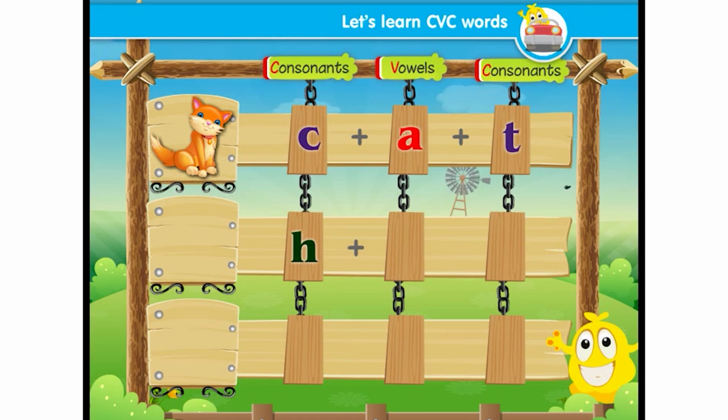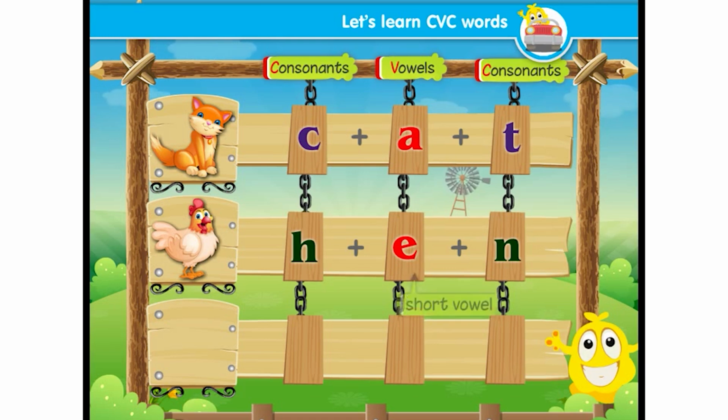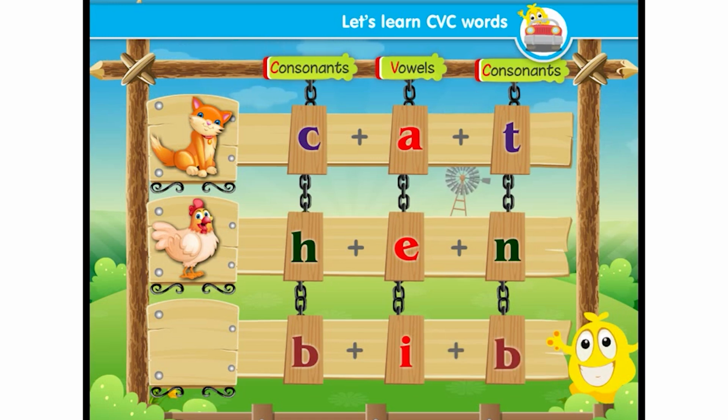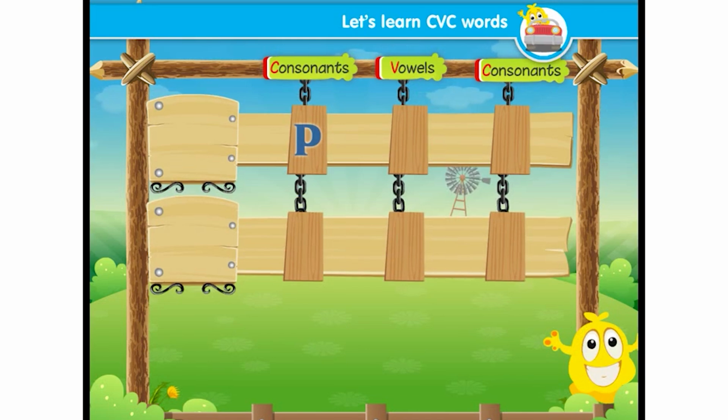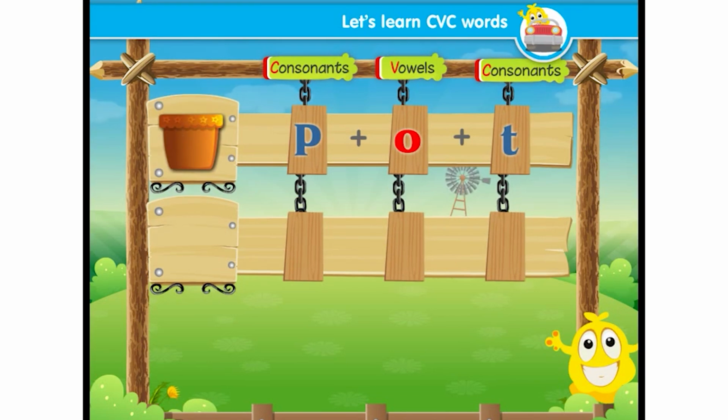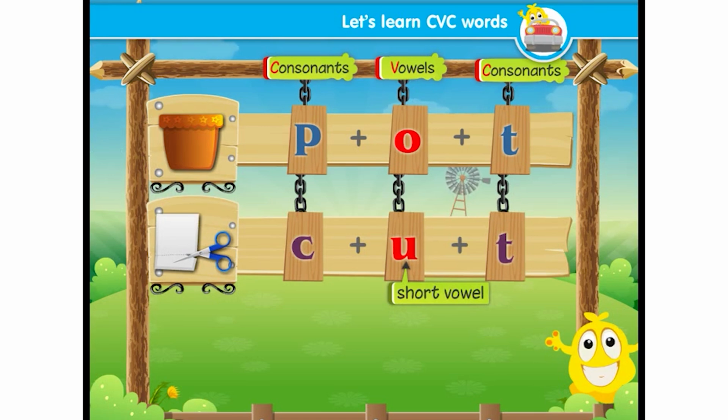H, E, N. Hen has a sound of short vowel E. B, I, B. Bib has a sound of short vowel I. P, O, T. Pot has a sound of short vowel O. And C, U, T. Cut has a sound of short vowel U.